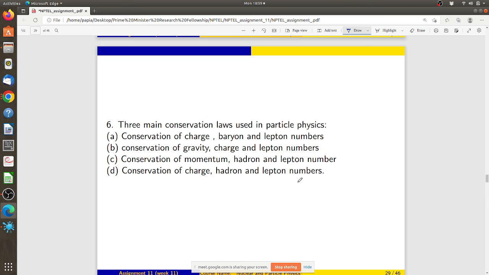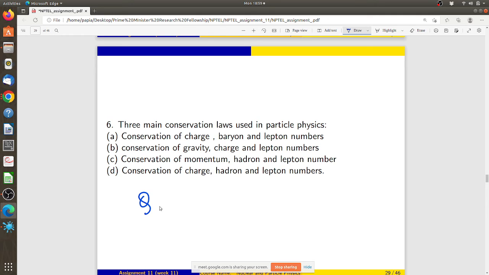Okay, now we are going to do the simple questions. These are very simple questions. This is a multiple choice question. Can you answer that question? Three main conservation laws used in particle physics. So, what are the three main conservation laws? The answer is A, I think: charge, baryon, and electron. Yes, I think there should not be any doubt.